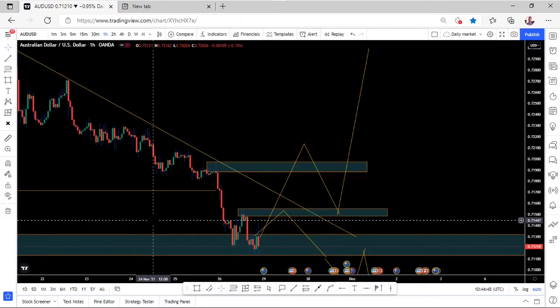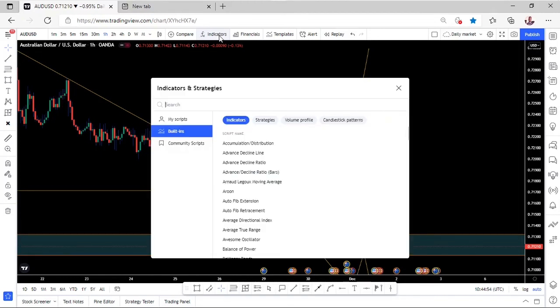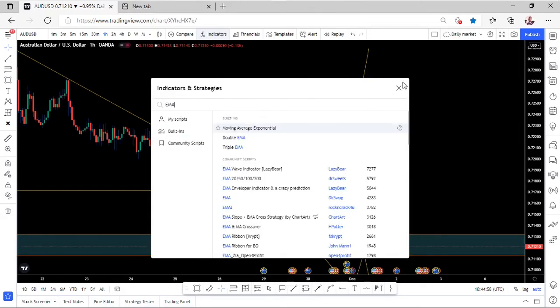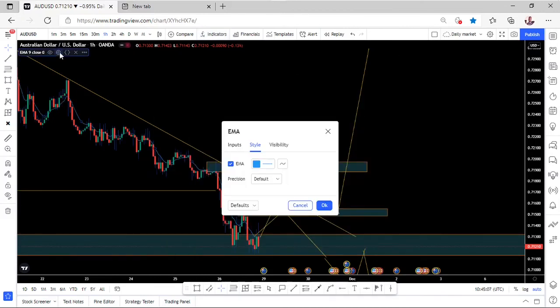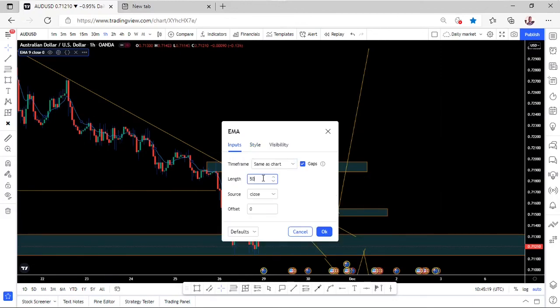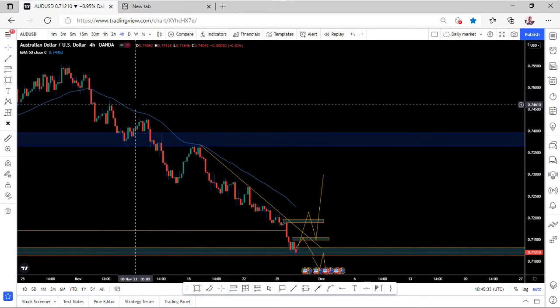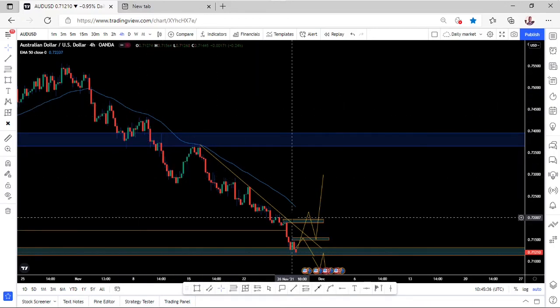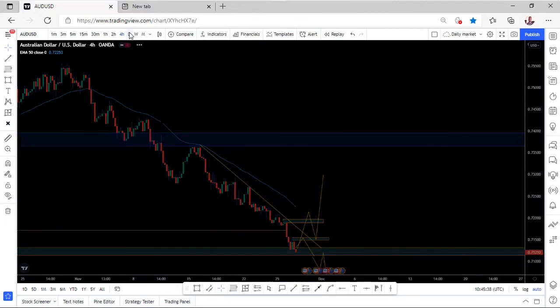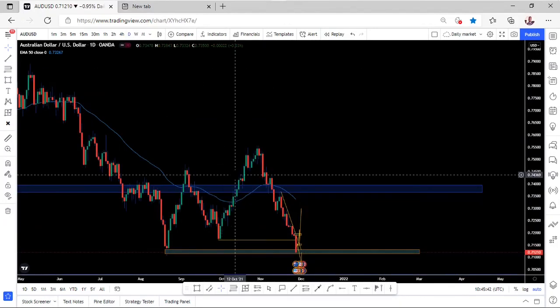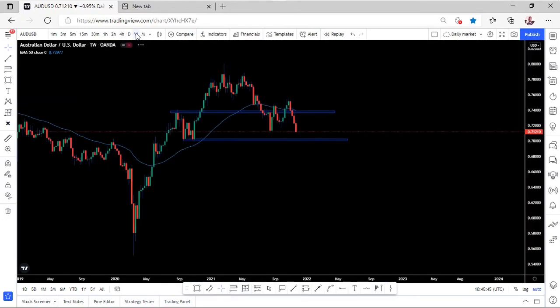Sometimes I use the 50 MA to also help in giving me the directional bias. I use the 50 MA. Okay, so as you can see, the 50 MA is currently showing that the market is in a downtrend. The market has not been able to break above this 50 MA. Going down to the daily, we're going to see, okay, the market is also trading below the 50 MA. Then come down to the weekly, what do we see? The market is currently trading below the 50 MA.